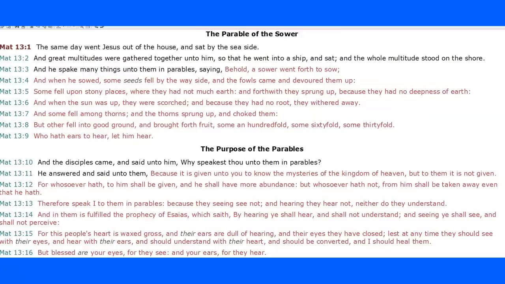And when he sowed, some seeds fell by the wayside, and the fowls came and devoured them up. Some fell upon stony places where they had not much earth, and forthwith they sprung up, because they had no deepness of earth. And when the sun was up, they were scorched, and because they had no root, they withered away. Some fell among thorns, and the thorns sprung up and choked them. But others fell into good ground, and brought forth fruit, some 100-fold, some 60-fold, some 30-fold. Who hath ears to hear, let him hear.